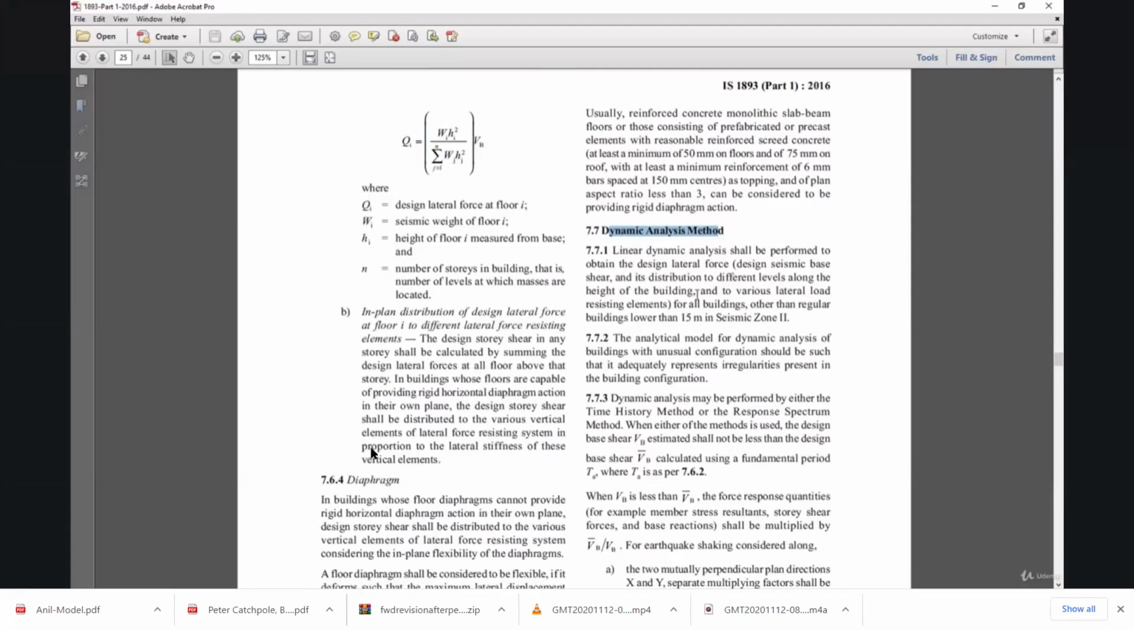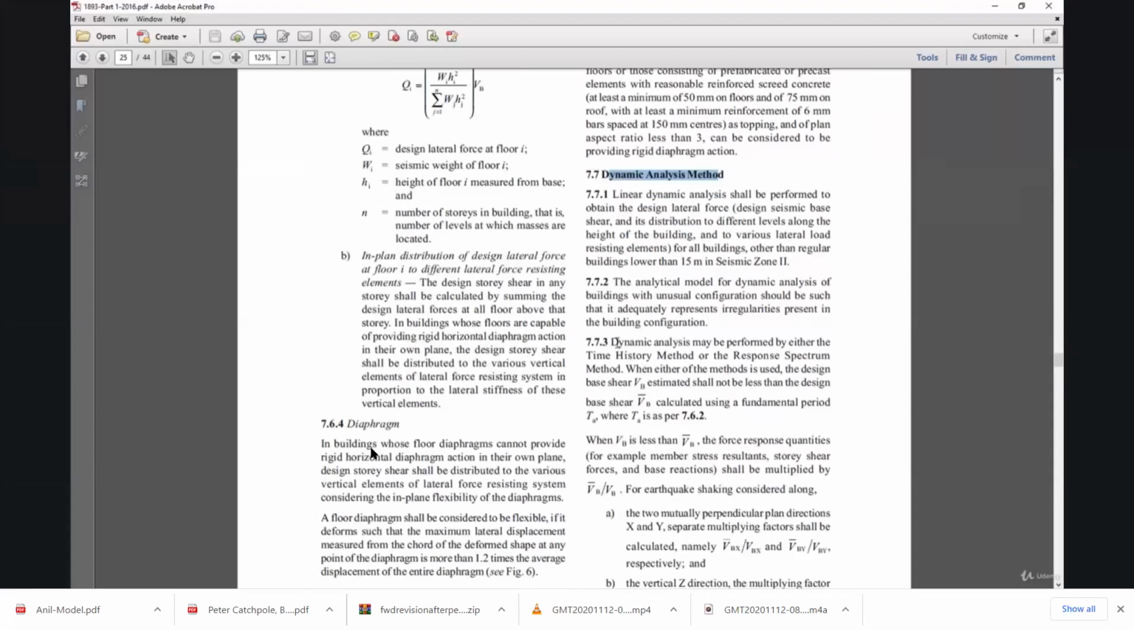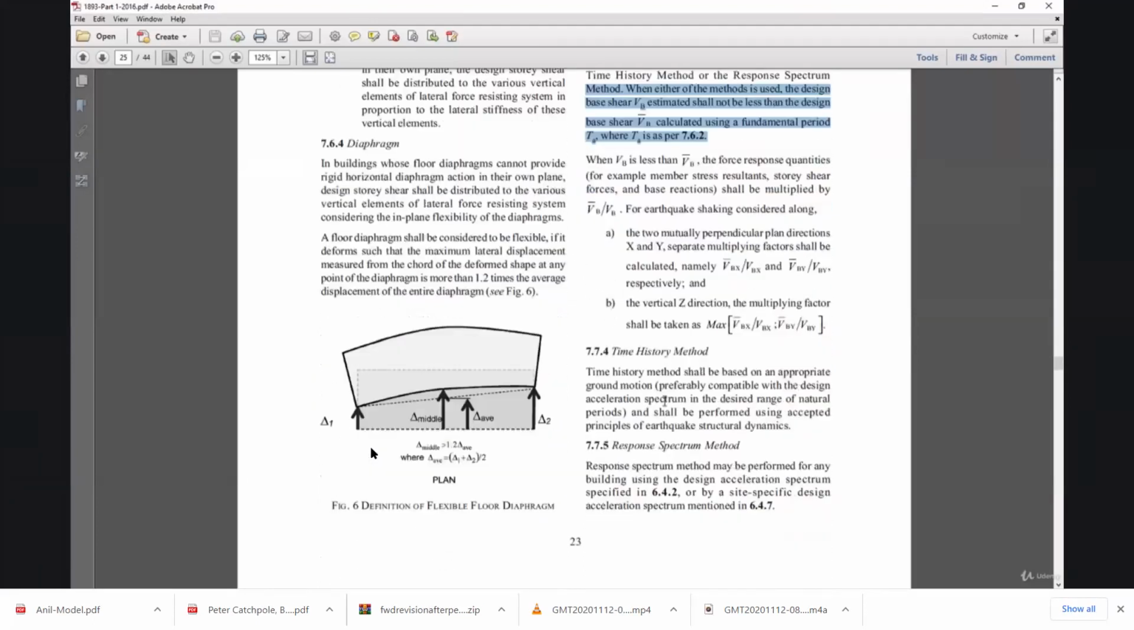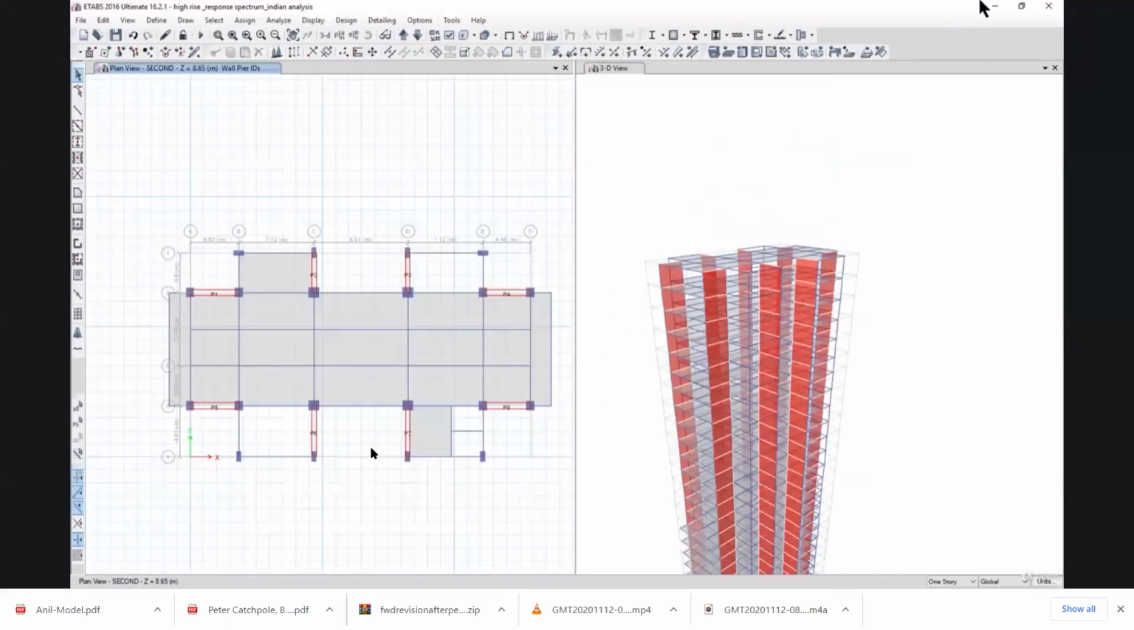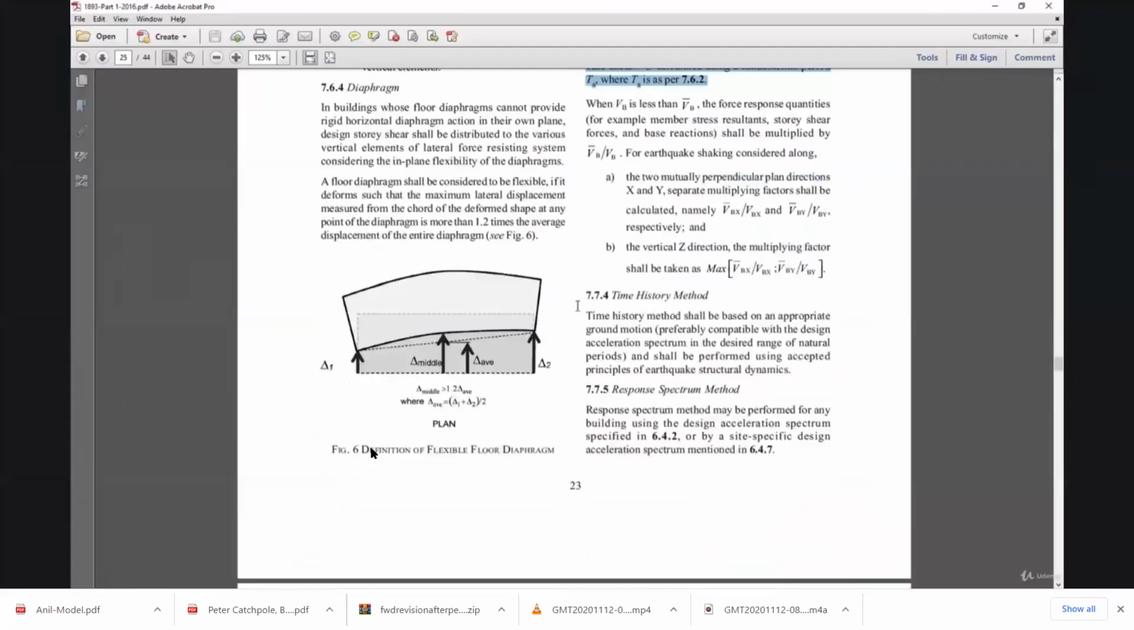So under dynamic analysis, this is a very important definition. The design base shear VB estimated shall not be less than the design base shear VB bar calculated using a fundamental period Ta. So that is why we need to do the scaling. That is, whatever base shear that we had calculated using the response spectrum and whatever base shear that we had calculated using the static analysis, they both need to be matched. What exactly I mean, we shall do in the ETABS model. Then it will be clear.